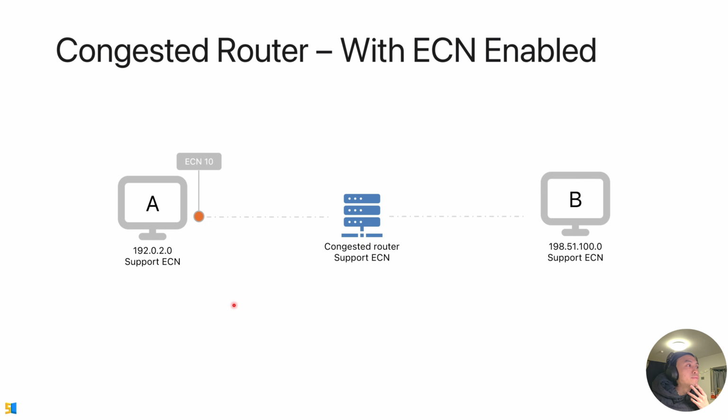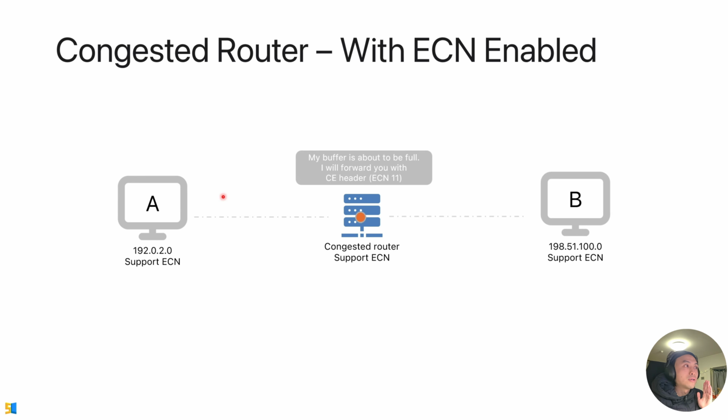So if A supports ECN, then it will send the data, the IP package with ECN header value of 10 or 01, right? Send it to this router.